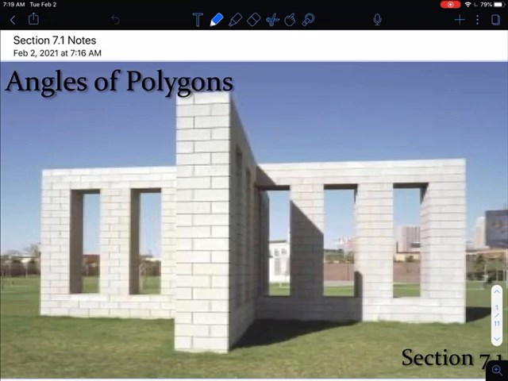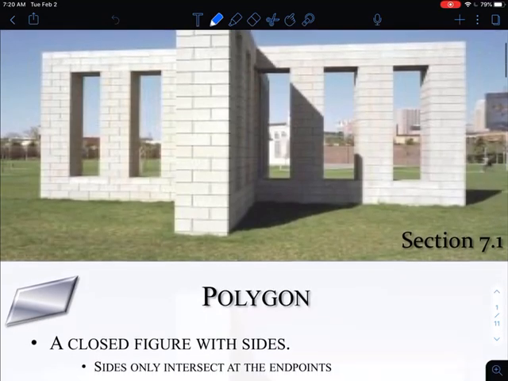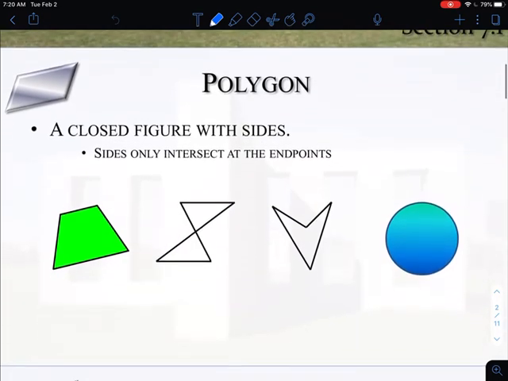All right, welcome to the next chapter in geometry. We're going to go into chapter 7, which is going to deal primarily with quadrilaterals. So four-sided objects. We're going to talk about a lot of different properties and special types of quadrilaterals. But before we get into that, we're going to talk a little bit about polygons in general, so just any type of shape, and talk about some of the angle relationships within them.